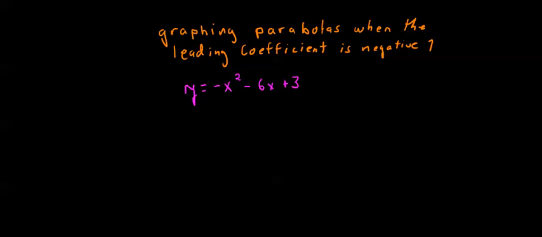This video presentation is about graphing parabolas when the leading coefficient is -1. Yesterday we completed the square to put our equations in vertex form. Vertex form, remember, is y equals a times (x minus h) quantity squared, plus k, where (h, k) is the vertex.